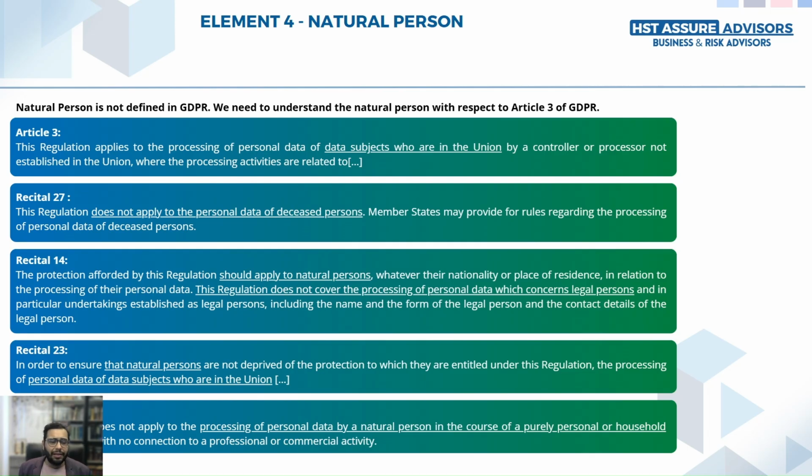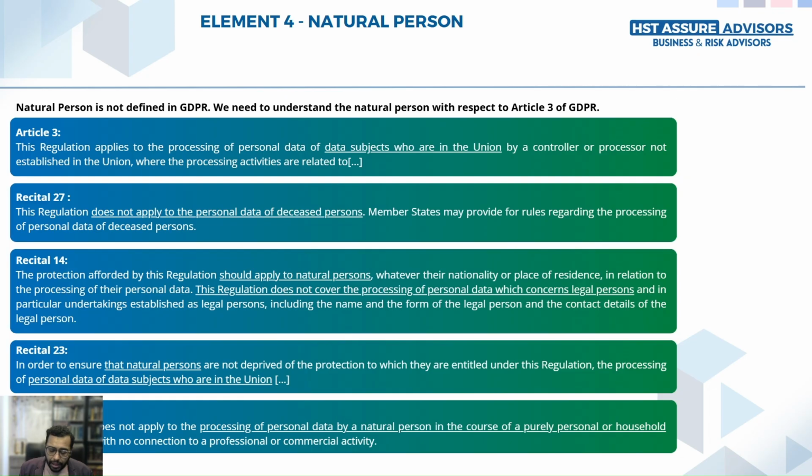Again, the same things are there in recital 23 and recital 18. They validate the same understanding about the natural person. So the fourth element is natural person, not a legal person, not a deed person, but a natural living person we are talking about. So these are the four critical elements of the definition of personal data.